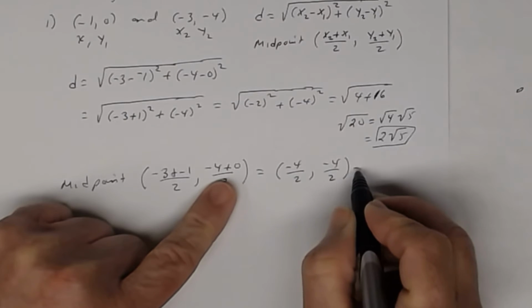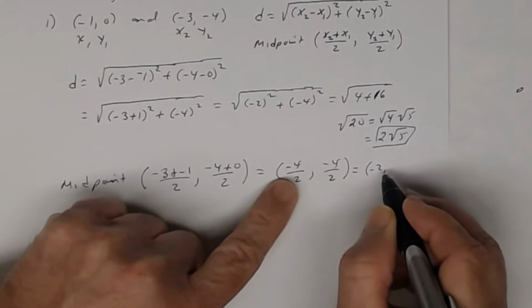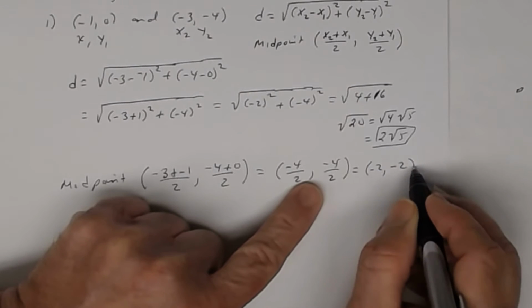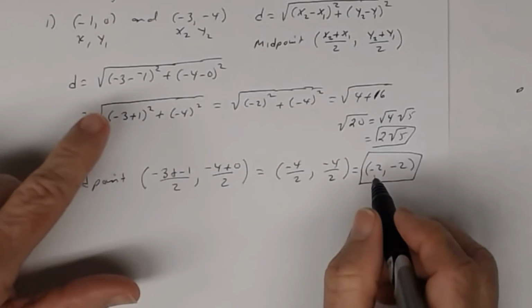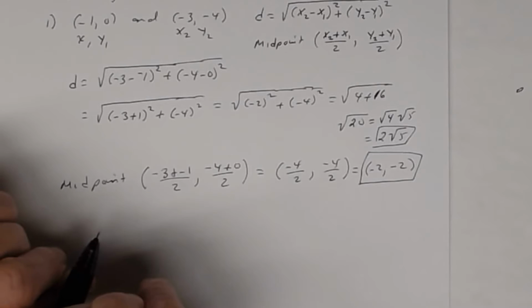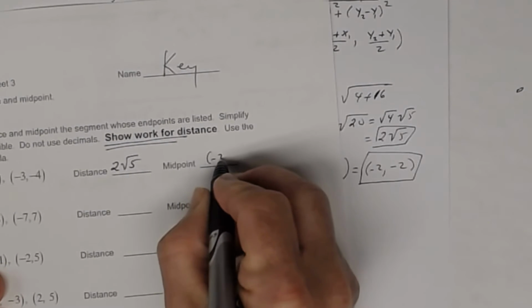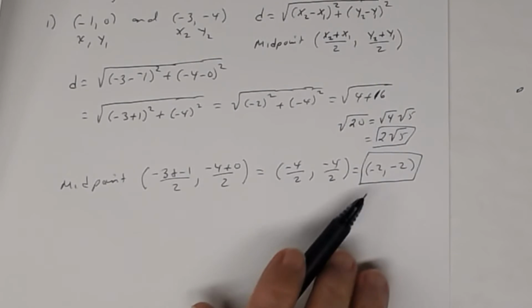And then simplifying that, negative 4 divided by 2 is a negative 2. Negative 4 divided by 2 is a negative 2. So that point is the midpoint of the segment joining those 2 points. Okay? All right, so the midpoint will be negative 2, negative 2. All right, so that's the work and the answer.